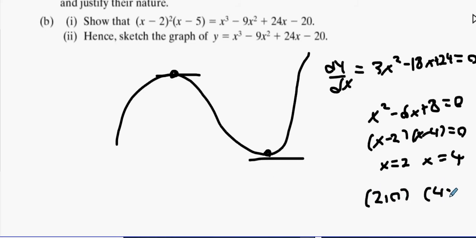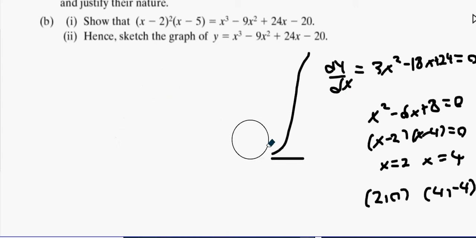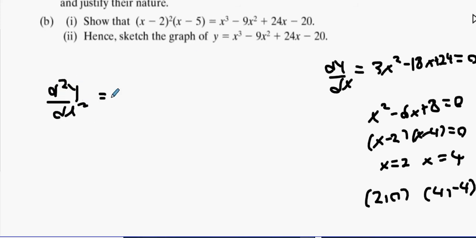4, minus 4. Now, it's safe to say 4, minus 4 is the minimum, isn't it? Because the y value is lower than 0. But in Leaving Cert, you have to do what's called the second derivative test. So we're going to differentiate the first derivative a second time. When you differentiate that, did anybody get 6x minus 18?